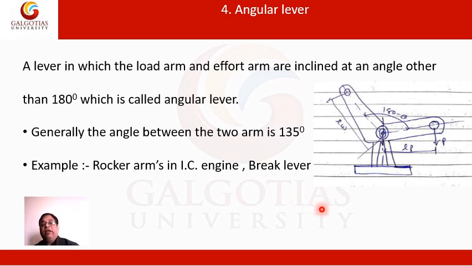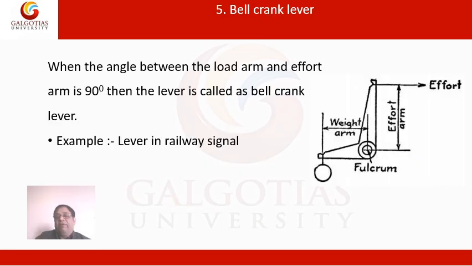Then fourth is the angular lever. You have seen a lever in which the load arm and effort arm are inclined at an angle other than 90 degrees; it is called an angular lever. Generally the angle between these two arms is 135 degrees. So the rocker arm and brake lever are examples of the angular lever. Then the bell crank lever is most popularly used in mechanical engineering applications. When the angle between the load arm and effort arm is 90 degrees, the lever is called a bell crank lever. An example of this lever is the lever in railway signals.